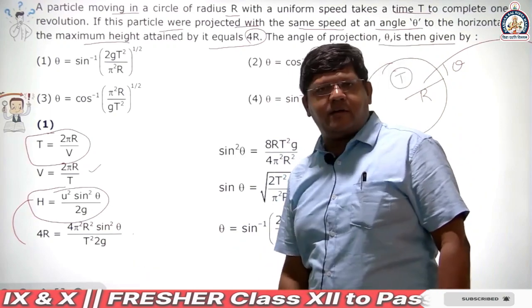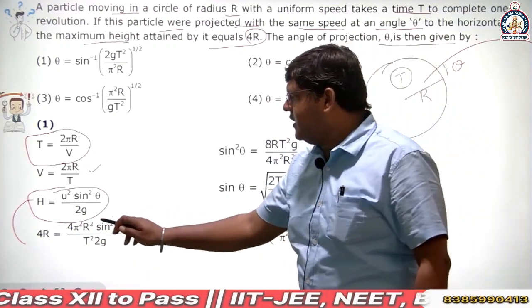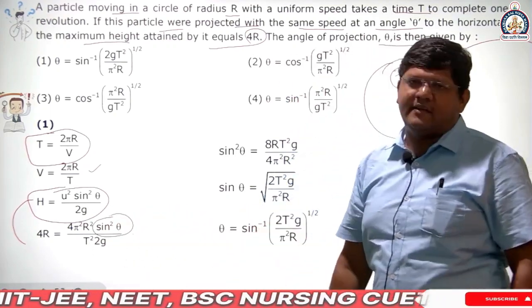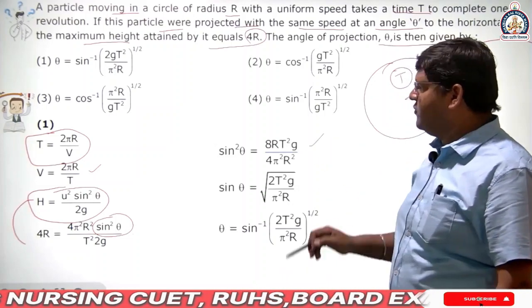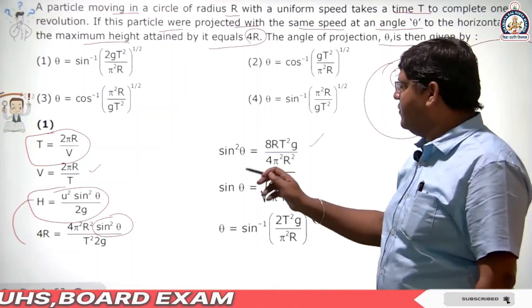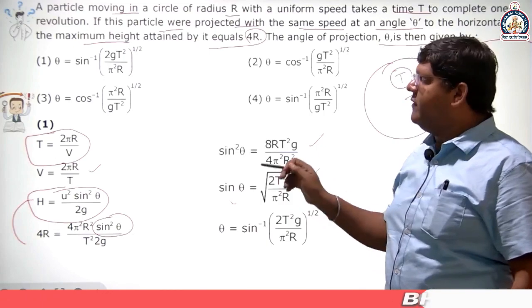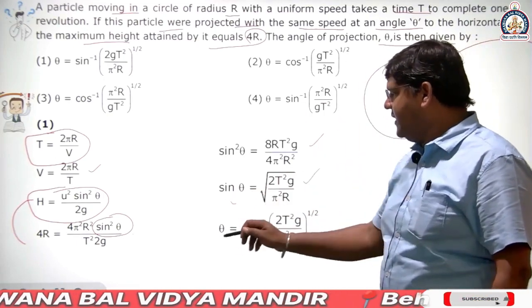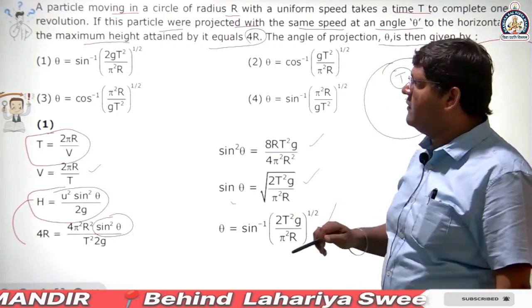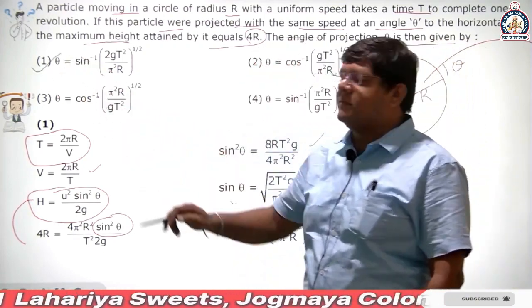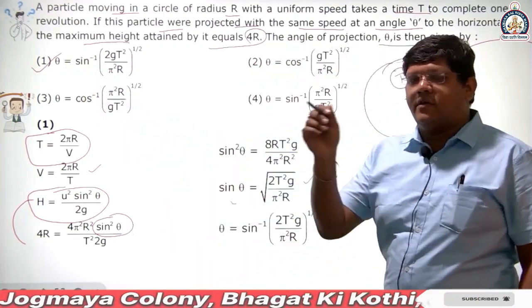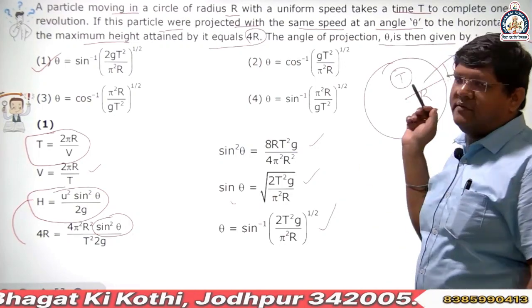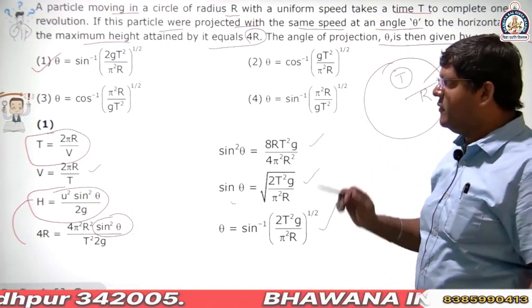We have to calculate theta, so keeping sin square theta aside and the other terms on the other side, we solve for sin theta and get this value. Sin theta is this, so theta is equal to sin inverse of this, which is our required option number first. We have related uniform circular motion with which motion? Projectile motion, in this type of question.